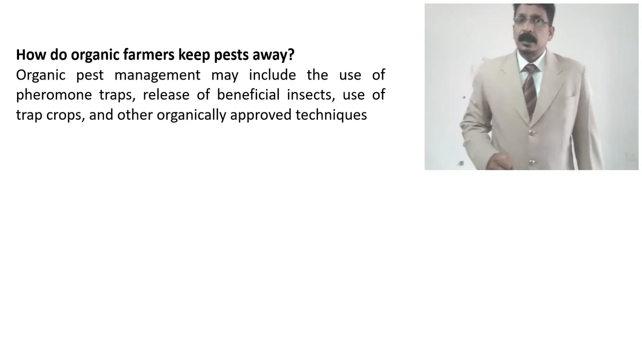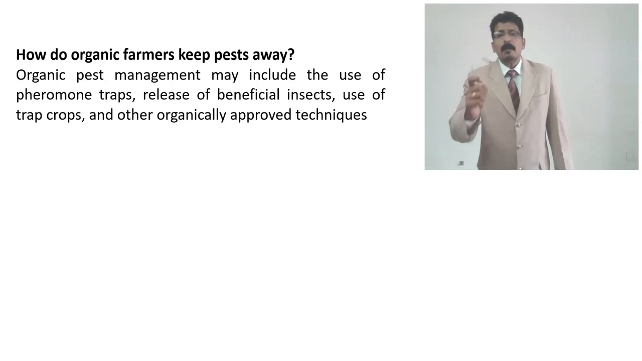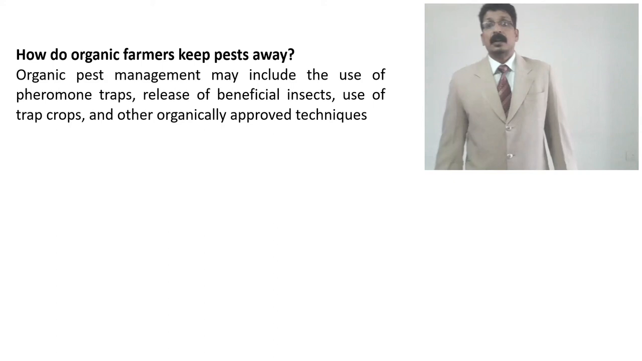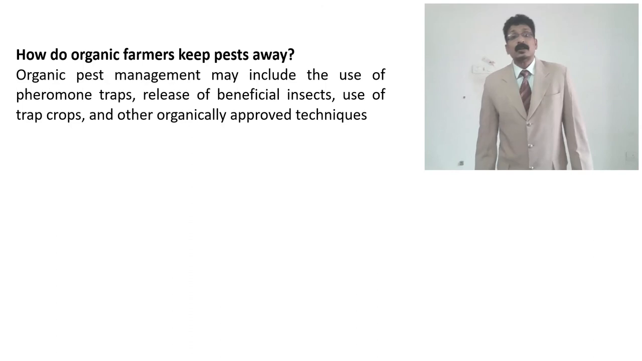That's their idea. Please, you have to remember this and you have to know this and you have to write this very clearly. What is pheromone? Traps. How does it trap the insects? What are its benefits? They are chemicals, they are used as trap crops, and also other organic approved techniques are there to trap insects.